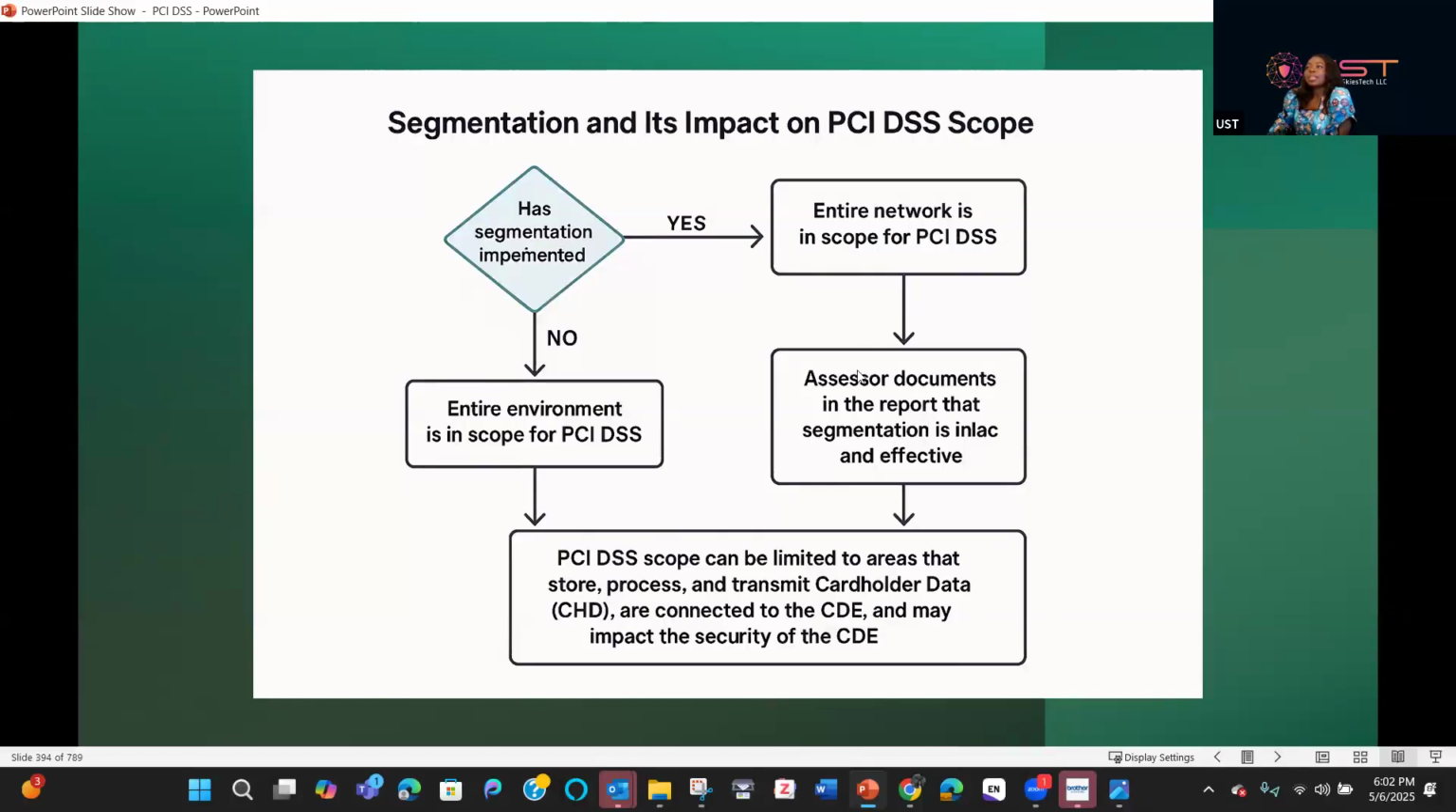Segmentation and its impact on PCI DSS. First, has segmentation been implemented? If no, the entire network is in scope of PCI DSS. If it has been implemented, the entire network should not be in scope. Then you want to have just those systems that need to be in scope. The assessor documents in the report the segmentation, and makes sure it is effective. Then PCI DSS scope can be limited to the areas that store, process, or transmit account data. So pretty much we're just talking about scoping those that are out of scope and those that are within scope, right?